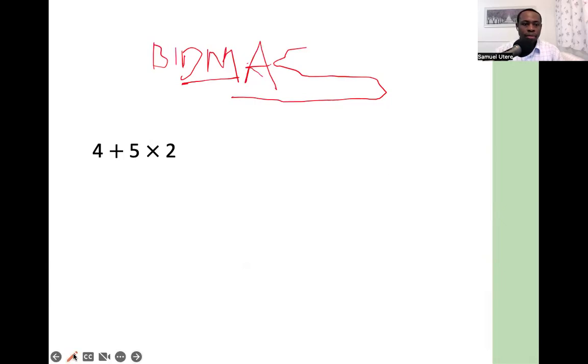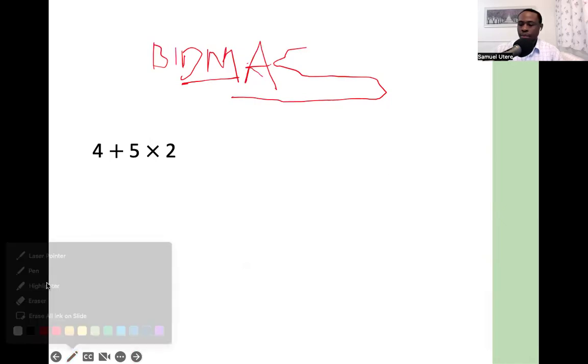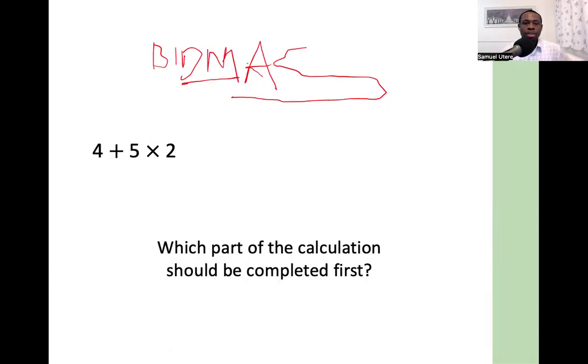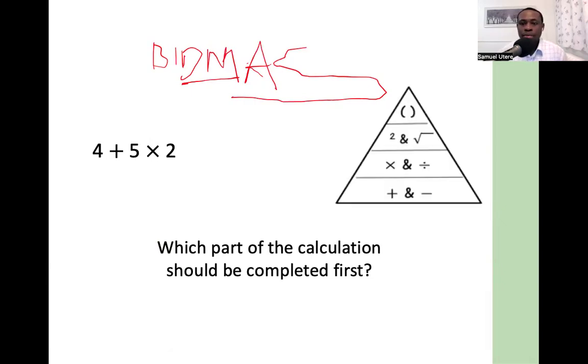So for this one, which part of the calculation should we complete first? It's obvious that we need to do multiplication. Now, the order of operations can also be presented in this form. Some people prefer to use this pyramid form. But here, we know that we're going to do multiplication first. So we have 4 add 10.